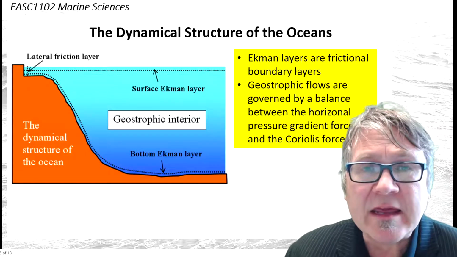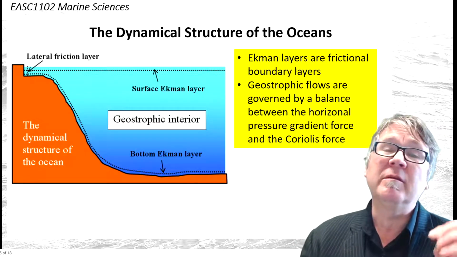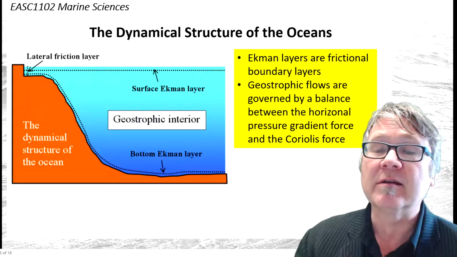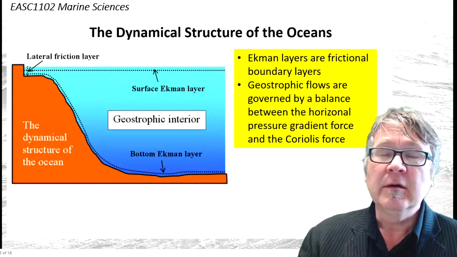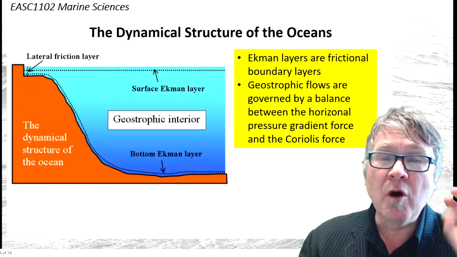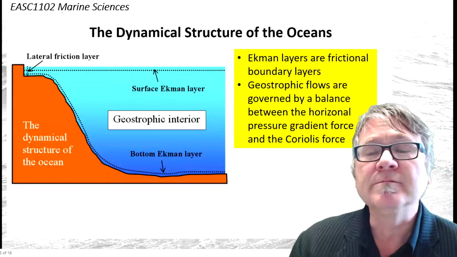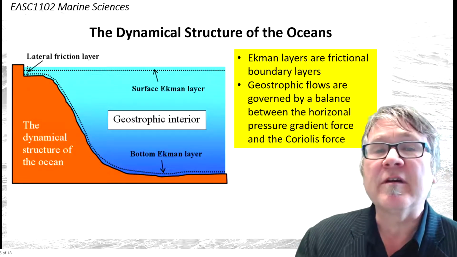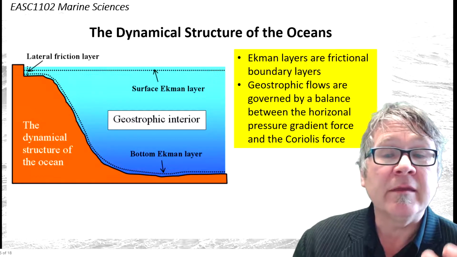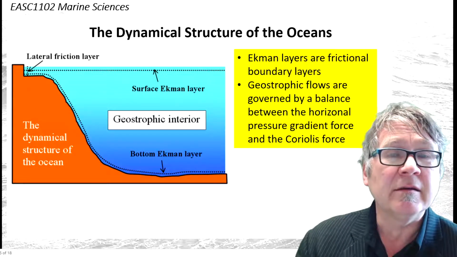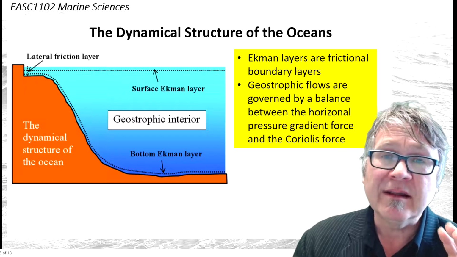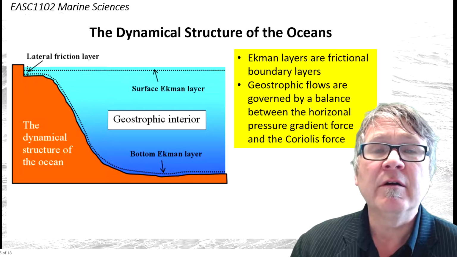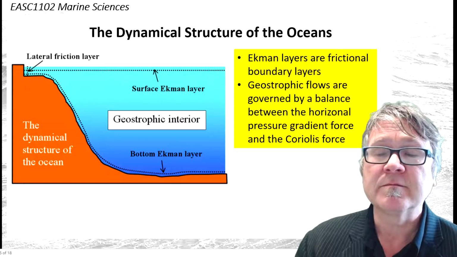So now, before we come to the Coriolis force, I just want to show you what the dynamical structure of the oceans looks like. Most regions of the ocean are controlled by the geostrophic balance. This balance we will explain and discuss later in this lecture. It's a balance between pressure gradient forces and the Coriolis force.